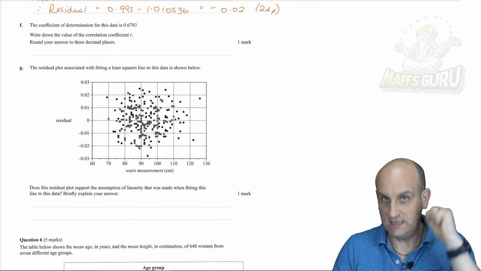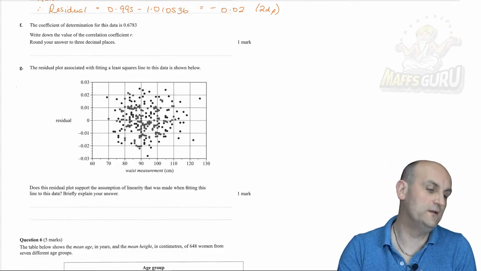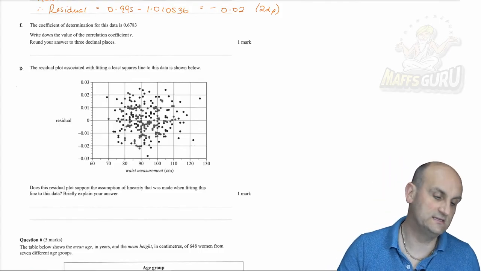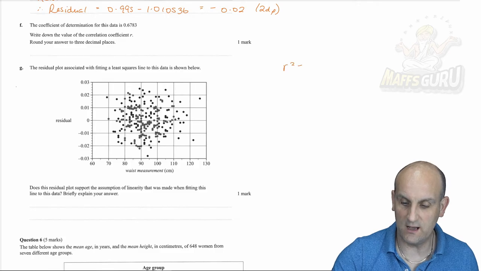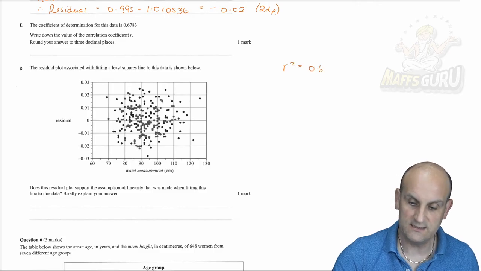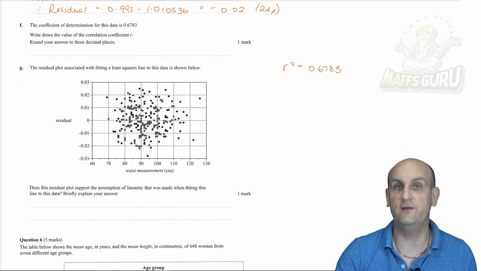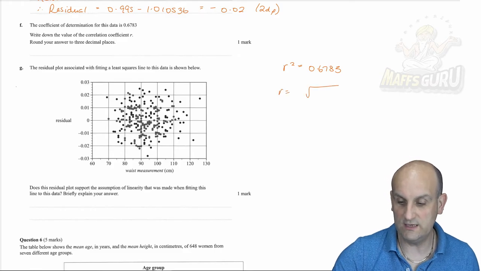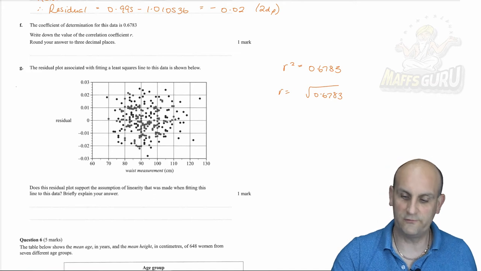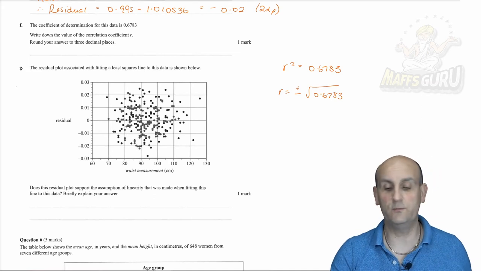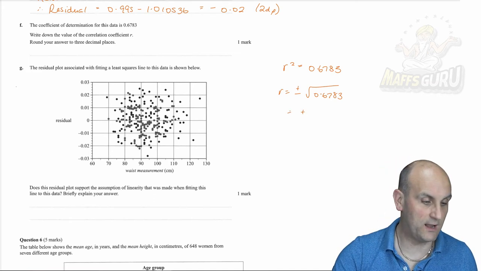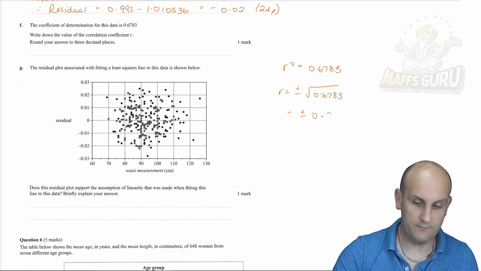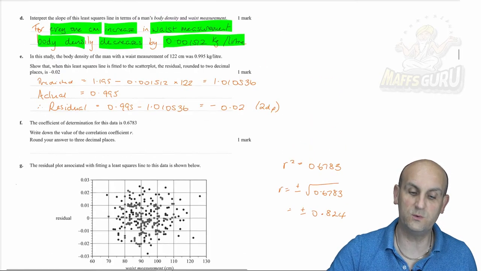This type of question is a huge trick question. The coefficient of determination for this is 0.6783. So what they're telling you here is r squared is 0.6783, and they want you to find the value of r. Well, okay, that means we need to square root 0.6783, but remember, when you do a square root, you can actually end up with two values, which gave me plus or minus 0.824. Which one is it going to be?